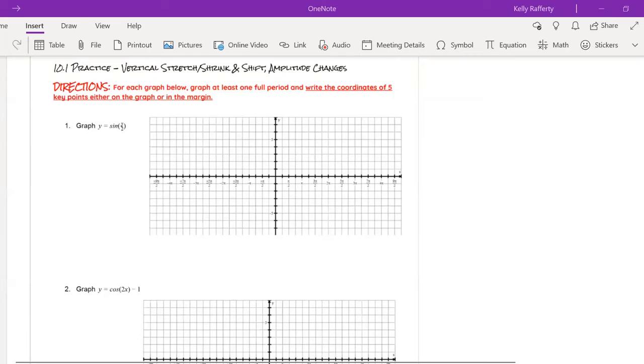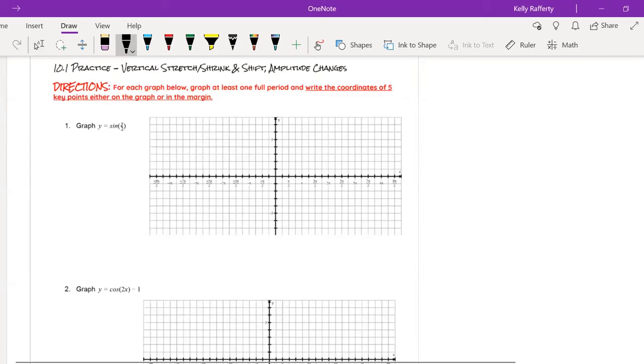Write our parent points over here. And I saw a lot of people have been doing our XY chart, like we were doing in the beginning of the year, which I love. So I'm going to get this going.